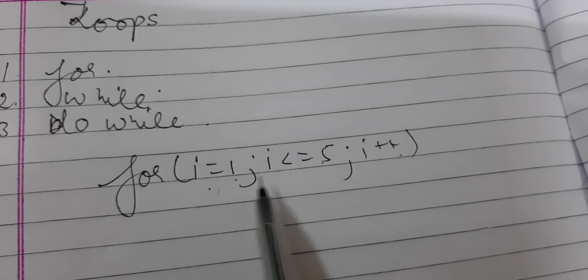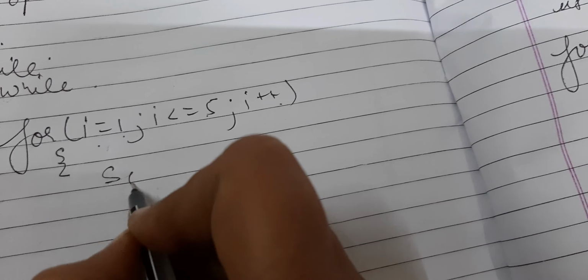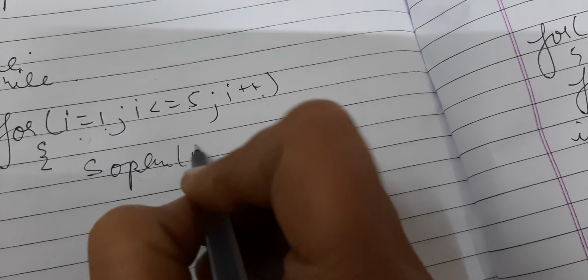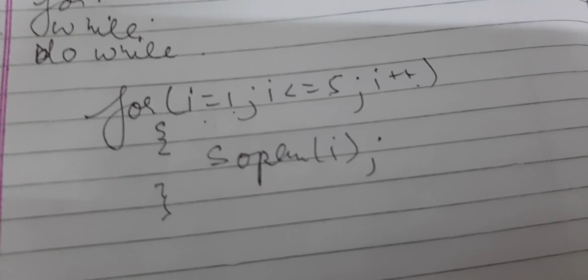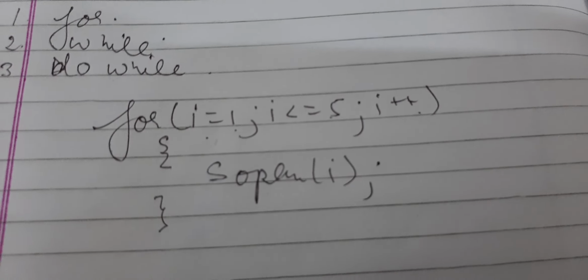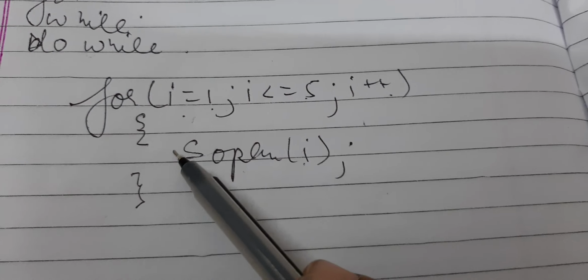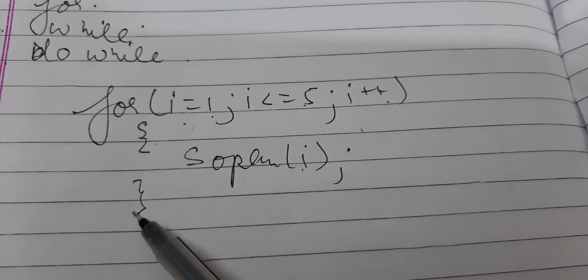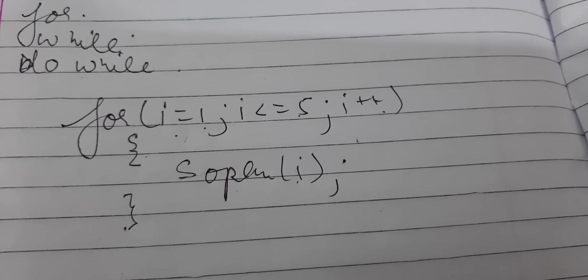Now, your for loop begins with an open curly bracket. Suppose I have written system out println, the short form sopln, i, and the loop closes. So this is called the body of the loop. Here we can put one statement or more than one statement between these curly brackets. This is called the body of the loop. So this loop we will now convert into a do while loop.